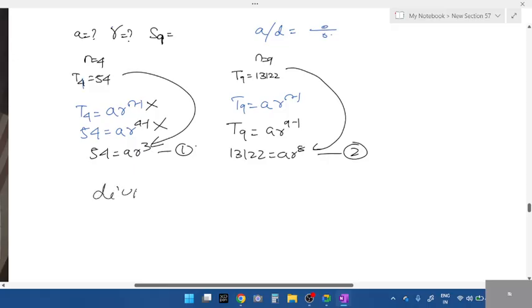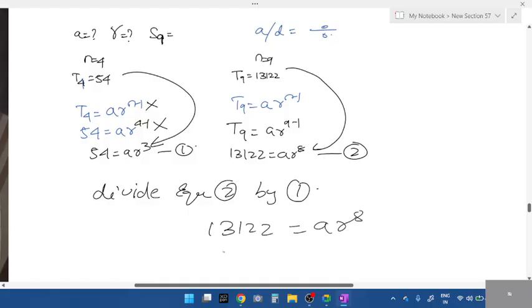Divide. You can either divide or you can substitute, students. Division is better. Divide equation 2 by 1. 13122 is equals to AR^8 divided by 54 equals AR^3. A and A get cancelled. 8 minus 3, R^5. You get R to the power of 5.